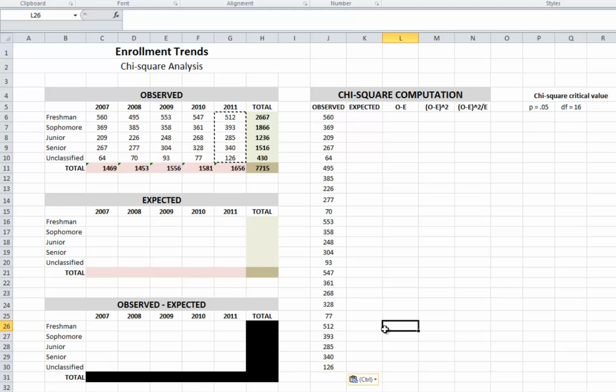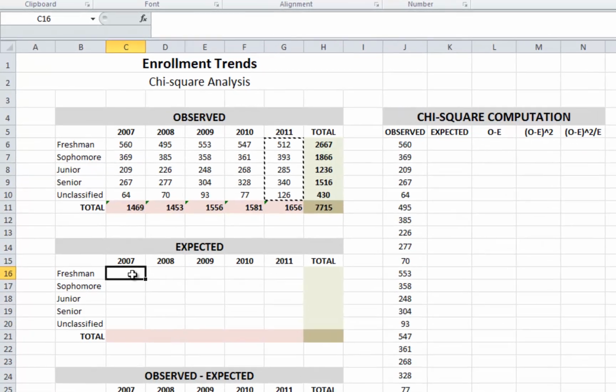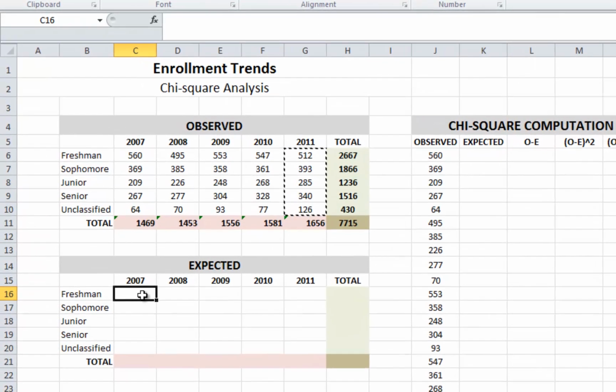Next, we want to calculate our expected. Now, the formula that goes in here, you really have to pay attention to because there are a couple of things going on. Remember, to calculate our expected value, we're going to be multiplying some row and column totals and then dividing that by our grand total. So let's talk about this first cell here at freshman. We're going to multiply together the total column for 2007 and the total row for freshmen, and then divide by our grand total.